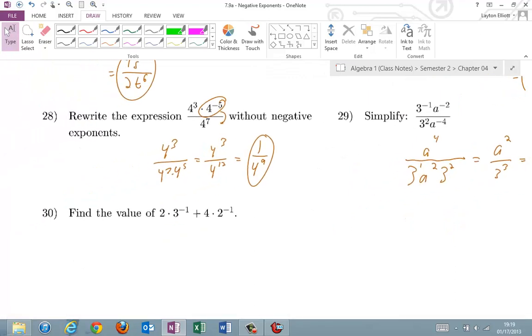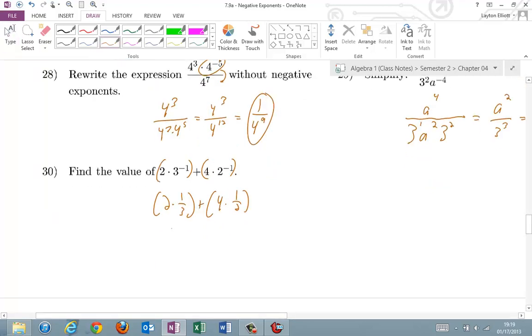Finally, find the value of 2 times 3 to the negative 1, plus 4 times 2 to the negative 1. This is just an order of operations problem. Let's do 2 times 3 to the negative 1, which is the same thing as 2 times 1/3, plus 4 times 1/2. 2 times 1/3 is 2/3. 4 times 1/2 is 2. So 2 and 2/3, which is the same thing as 2 times 3 plus 2, is 8/3.